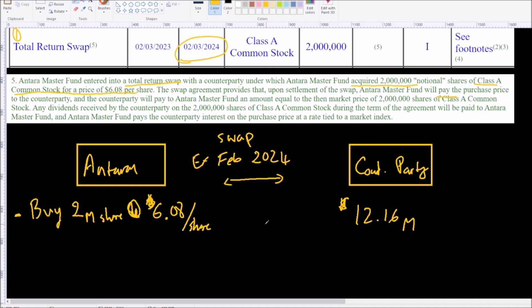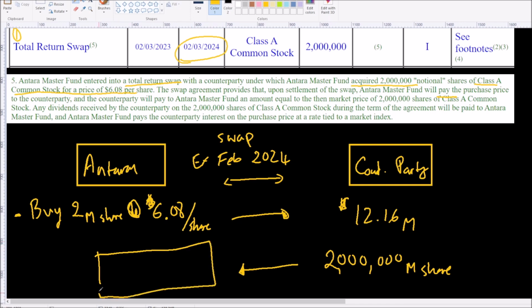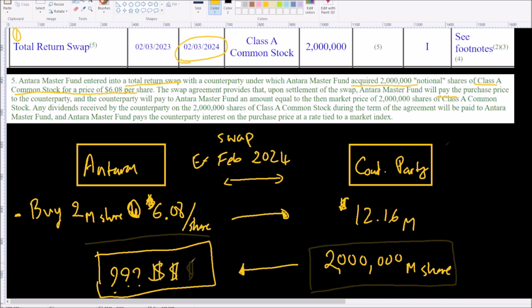So at the end, they receive this upfront, but by the end of the term, whatever the 2 million shares of AMC are worth, the counterparty is supposed to return those funds back to Antara Capital, including derivatives or whatever, right? So the amount will be where it is, right?